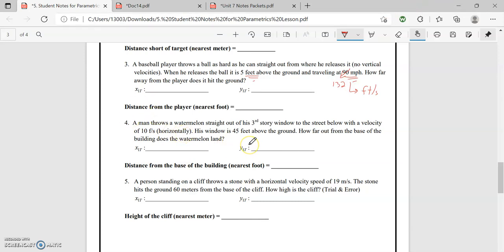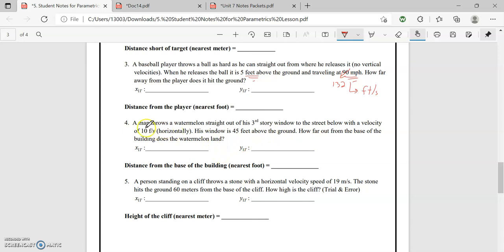Question 4, also the same as question 1. I have a video on that, except this guy is, why would you do this? Throwing a watermelon straight out of a 3rd-story window. I don't understand. You don't need to understand. All we need to know is we're trying to figure out how far from the base of the building does a watermelon land. We should be asking ourselves, why is he doing this? But because it's a math class, we don't ask questions. We just answer the ones given.